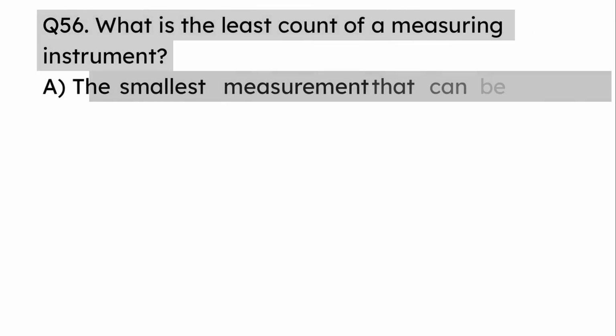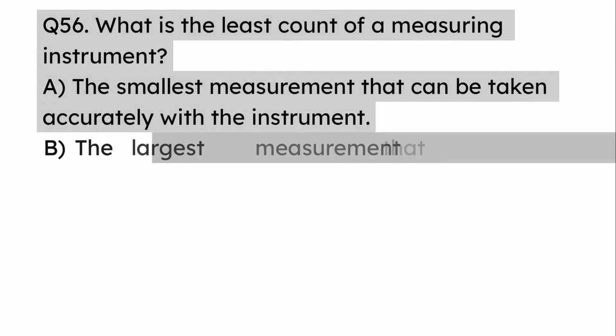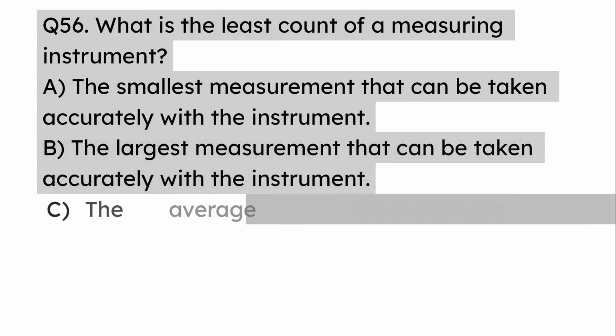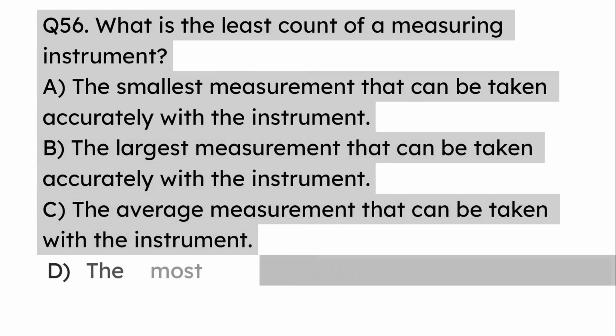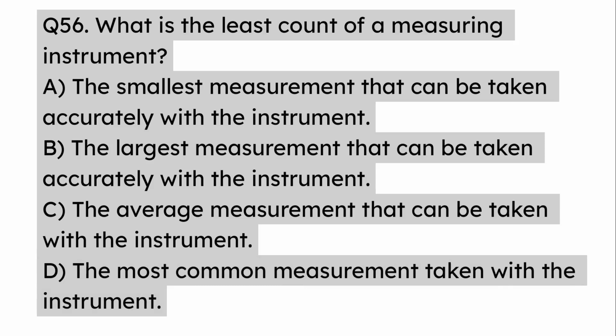Q56. What is the least count of a measuring instrument? A. The smallest measurement that can be taken accurately with the instrument. B. The largest measurement that can be taken accurately with the instrument. C. The average measurement that can be taken with the instrument. D. The most common measurement taken with the instrument.